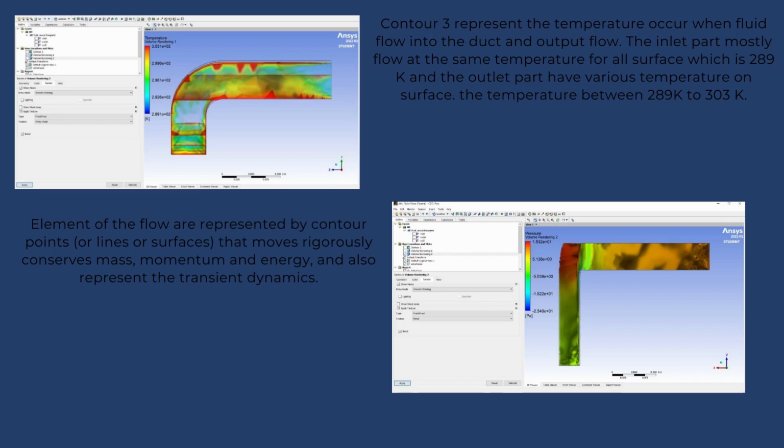The inlet part mostly flows at the same temperature for all surface, which is 289 Kelvin, and the outlet part has various temperature on surface. The temperature is between 289 Kelvin to 303 Kelvin. Elements of the flow are represented by contour points or line or surface that move rigorously, conserve mass, momentum and energy, and also represent the tension dynamic.